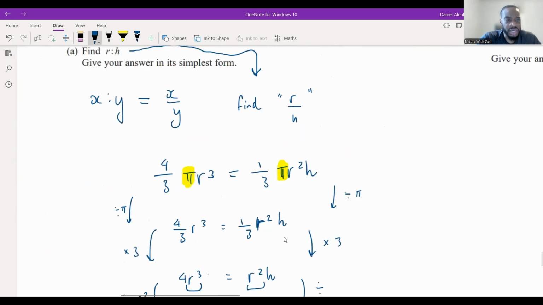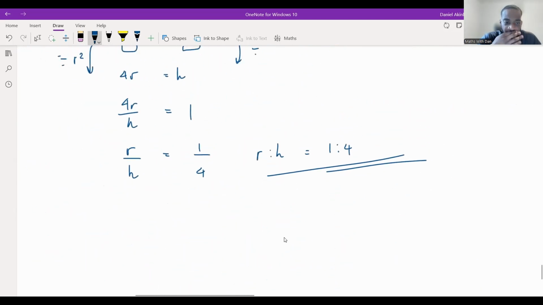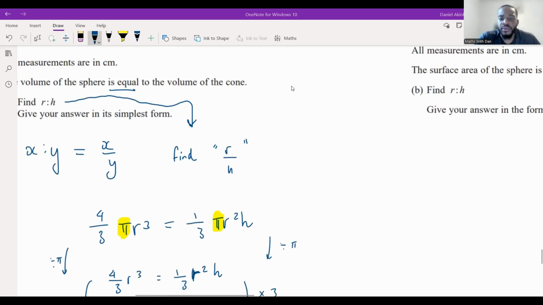Yeah, it's R to H, isn't H to R. Yeah, R to H. Good stuff, because that would mean that 4R is equal to H. Yeah, perfect. Brilliant. That's correct. Everybody happy with that? Yeah. Good stuff. Brilliant. So the next one.